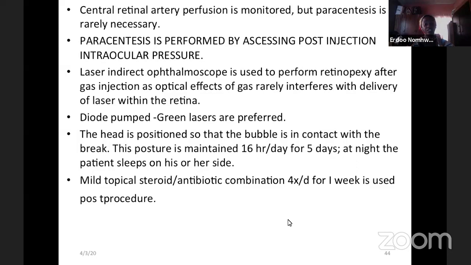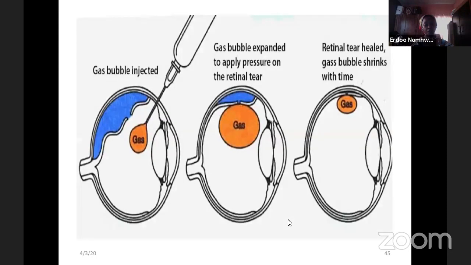The head of the patient is then positioned so that the bubble is in contact with the break. And the patient is allowed to keep his head that way 16 hours per day for at least 5 days. And then at night, the patient can actually sleep on his or her side. You place the patient on a mild topical steroid and antibiotics 4 times per day for 1 week as post-therapy. This is a picture of the gas bubble being injected as a single bubble.